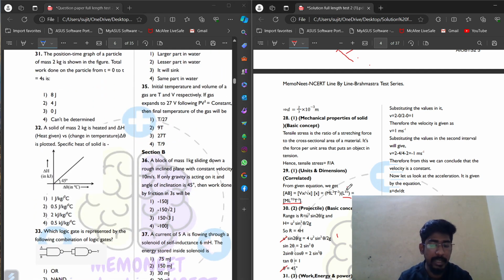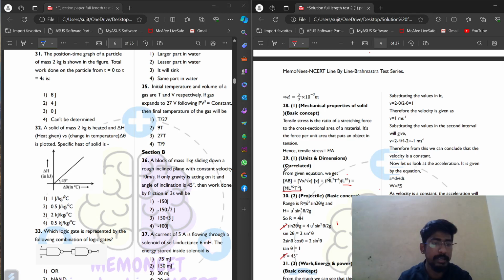In the position time graph, the motion of a particle of mass 2 kg is shown in the figure. You have to calculate the total work done from 0 to 4 seconds, right? For the work done, the formula is F into S, force into displacement, right? Here mass is given and time is also given.